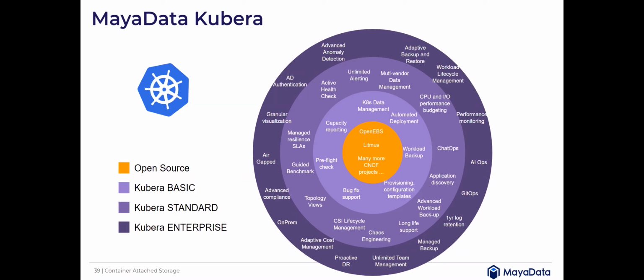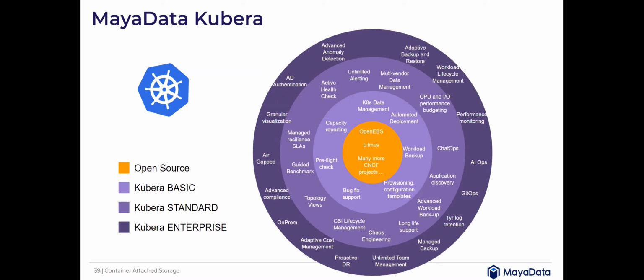So with the basic functionality, basic subscription, you get pre-flight checks and provisioning, OpenEBS, everything that you would need to have a successful POC. And then standard adds on top of it with topology. We use active health checks, multi-vendor data management and backups like Cloudian backend support, as well as additional functionality getting soon like CSI lifecycle management. It is not only OpenEBS.